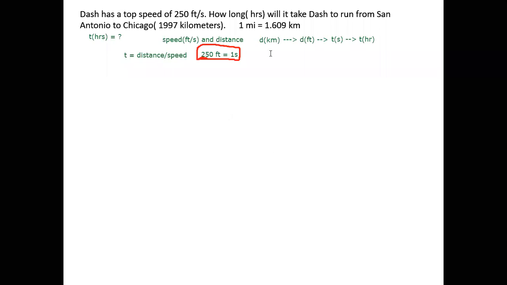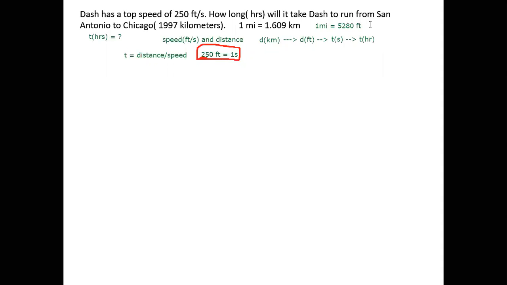So what do we need to know? We know how many kilometers in a mile. So the other conversion factor we're going to need is how many feet in a mile. So 1 mile is 5,280 feet. So again, what we're going to do is take the distance from San Antonio to Chicago, which is in kilometers, convert it to feet using the conversion factors above. Once we get it in feet, we can use this conversion factor in the red box to convert it to time in seconds, and then we can convert to hours.